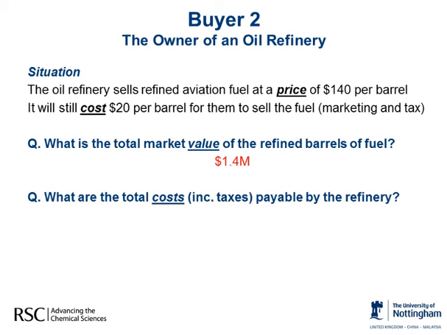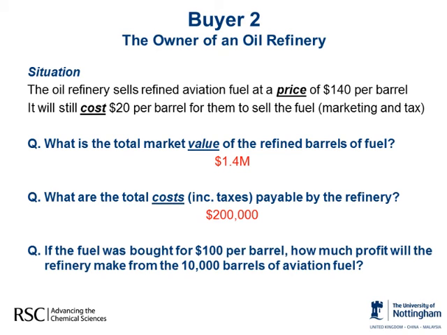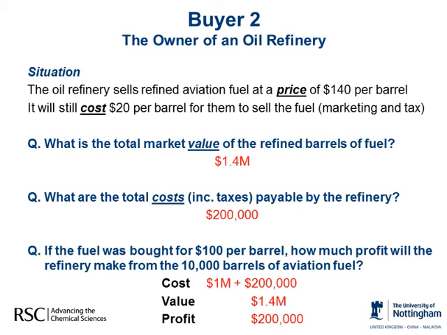What are the total costs, including taxes, payable by the refinery? The total costs are $200,000. If the fuel was bought for $100 per barrel, how much profit will the refinery make from the 10,000 barrels of aviation fuel? They would make $200,000 in profit.